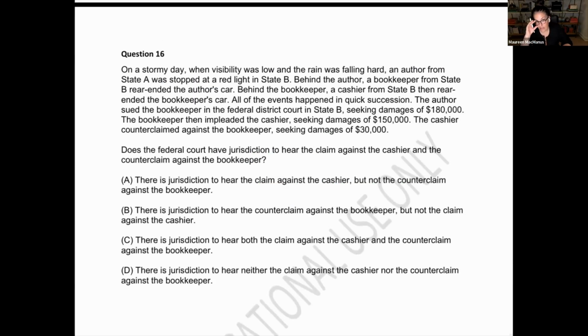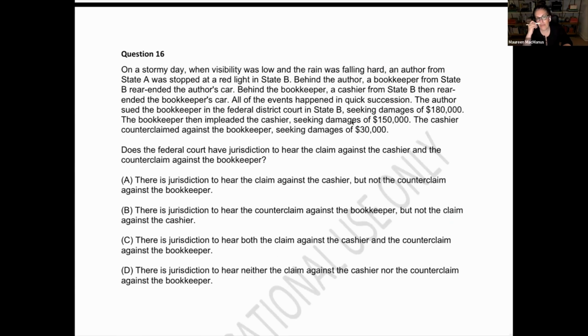All right, question 16. Does a federal court have jurisdiction to hear the claim against the cashier and counterclaim against the bookkeeper? This one I thought was a little tricky. I'm curious to see all of y'all's answers, but I definitely thought this was a little bit tricky.